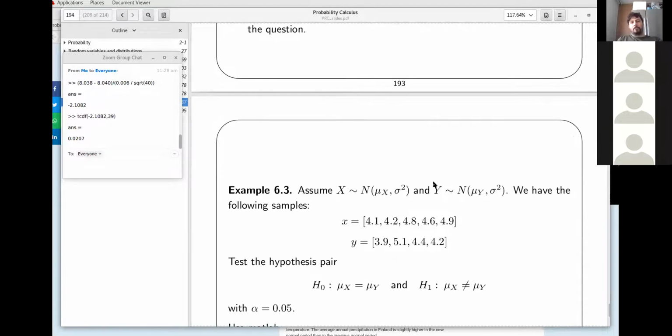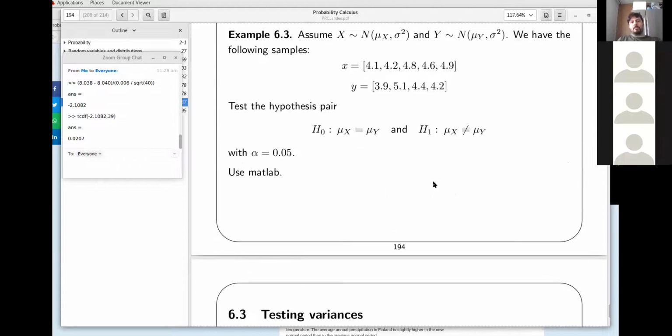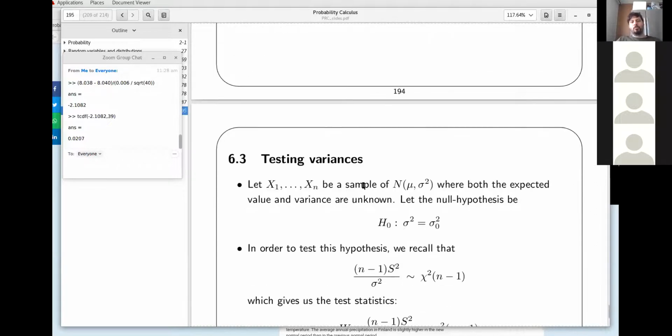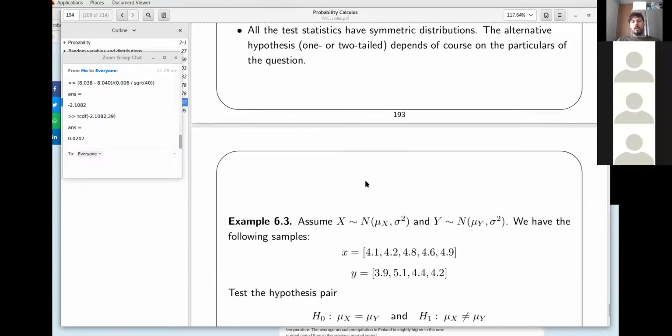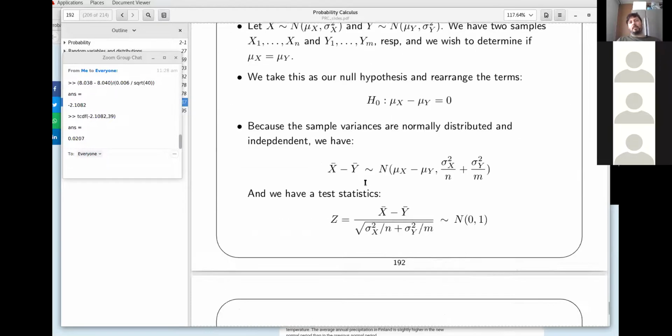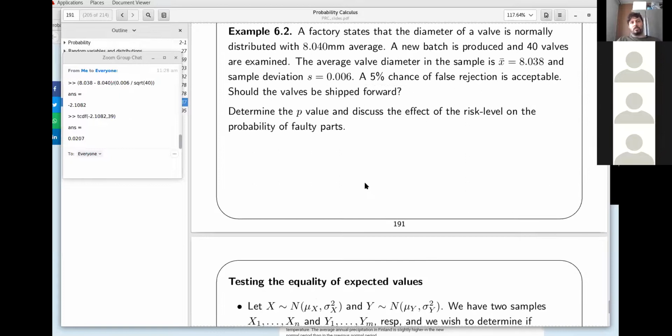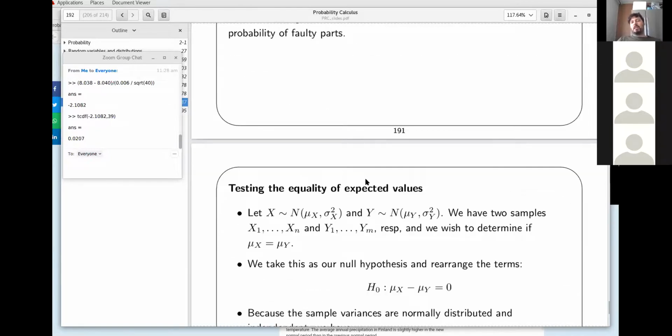Here's an example of two things. We assume that they have the same variance, and we can calculate this. You can use MATLAB. I'll show that in the examples section in the following week. Then we will move to testing the variances. And that's about it. The last part of the course will be testing the variances, and then we're going to be done with this course.